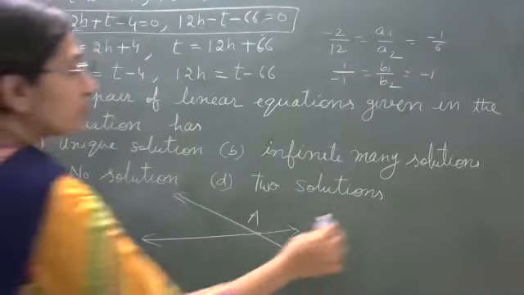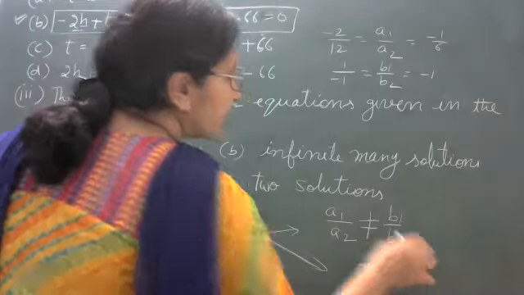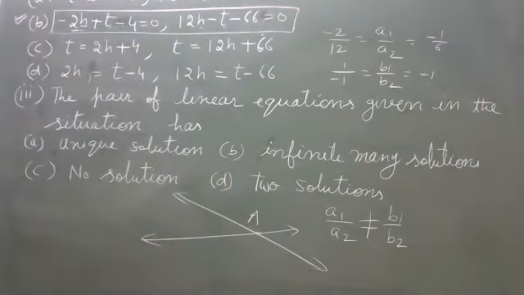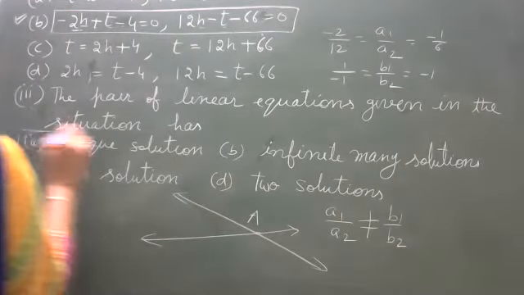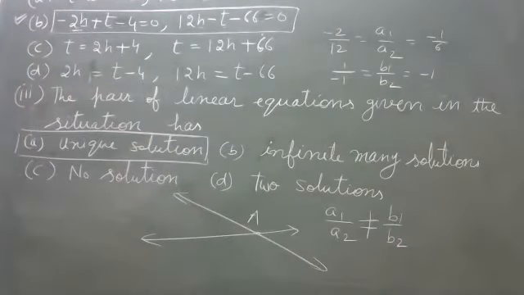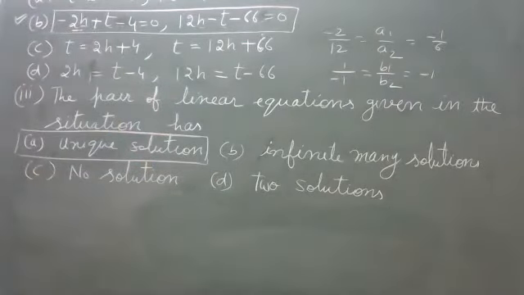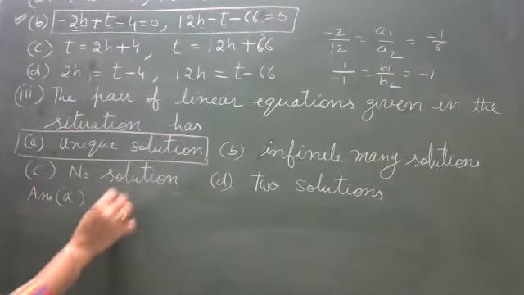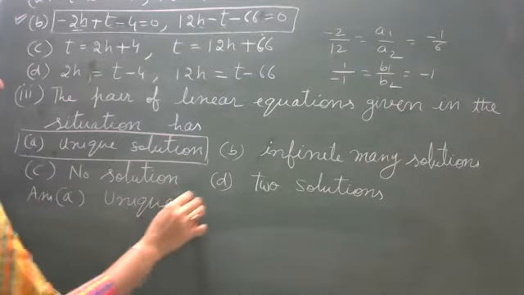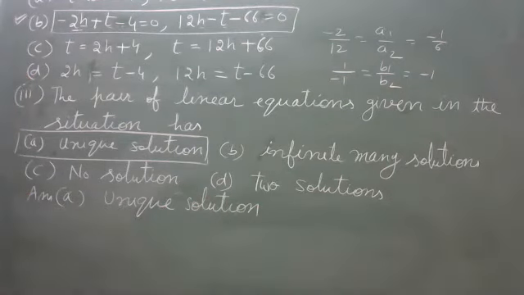If a1 over a2 not equal to b1 over b2, then only one point of intersection, that is unique solution. So answer is option A. Clear? तो कैसे इसको लिखना आंसर? Answer option A, that is unique solution. आपने सारे आंसर ऐसे सैपरेट करके लिखे.